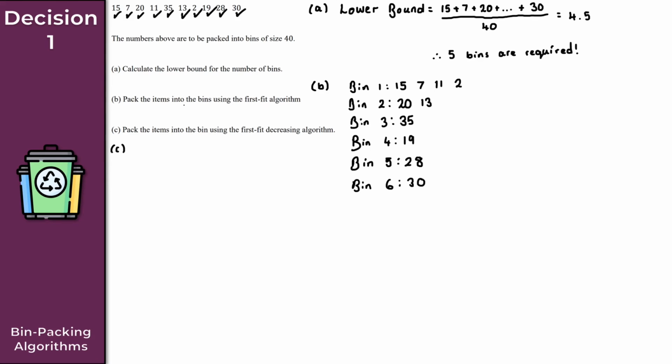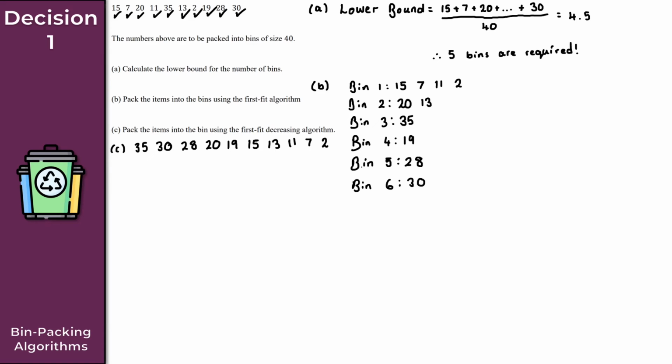So the largest number here is 35. So I've got 35. The next largest is 30. 28, that's a 0 by the way. So 28, what's next? 20. 20 is next. After 20, we've got 19, 15, 13, 11, 7, and 2. There we go. Okay, so this here now is my decreasing list.